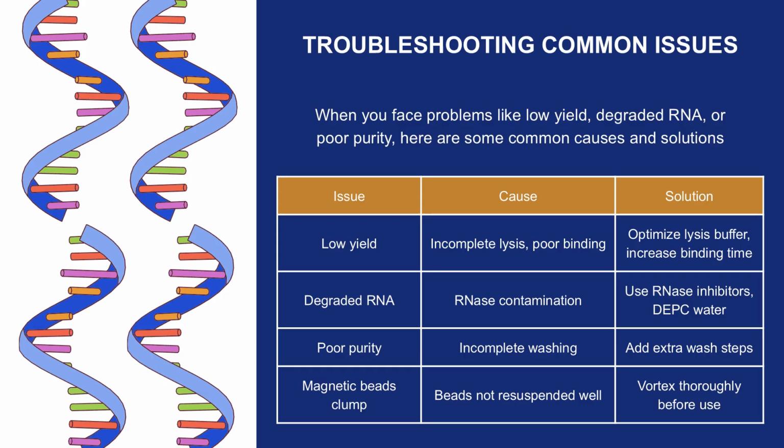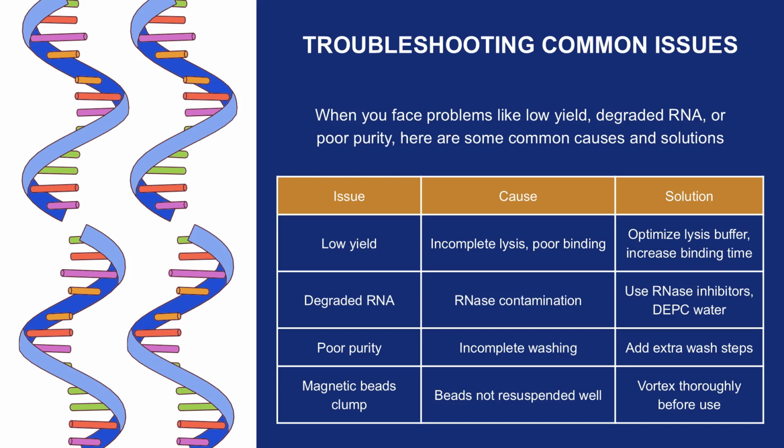Degraded RNA? You may have RNase contamination. Double-check your materials. Poor purity? It might be due to insufficient washing. Add extra wash steps. Bead clumping? Make sure the beads are thoroughly resuspended. With consistent technique and attention to detail, most of these issues are avoidable.